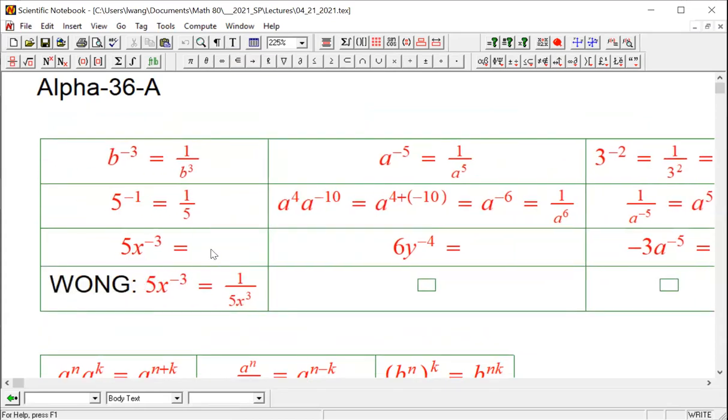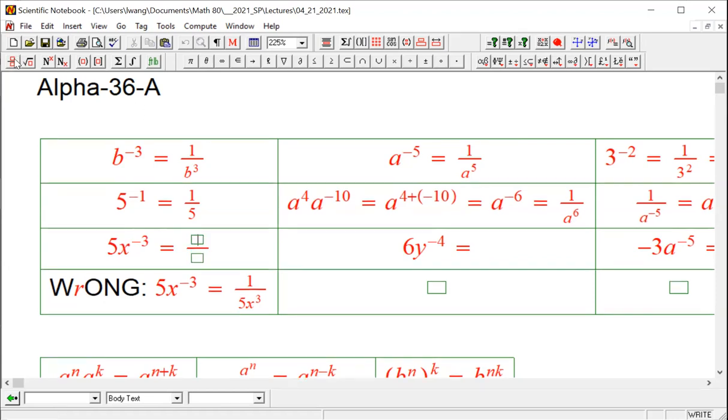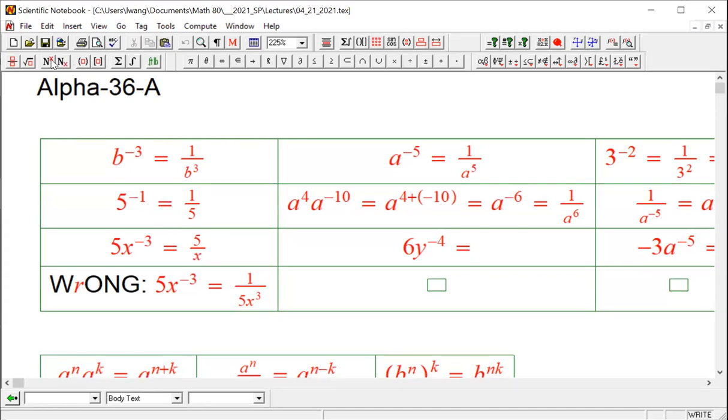Okay, that is wrong. All right, the negative exponents only apply to the base of x. It doesn't include the 5. So the right answer should be 5 over x raised to the power 3.